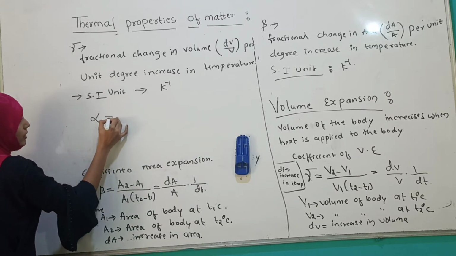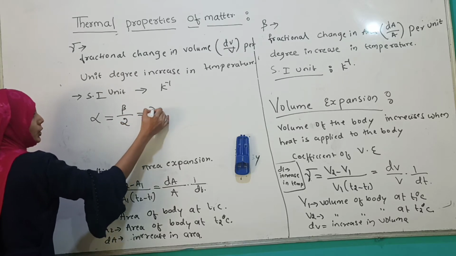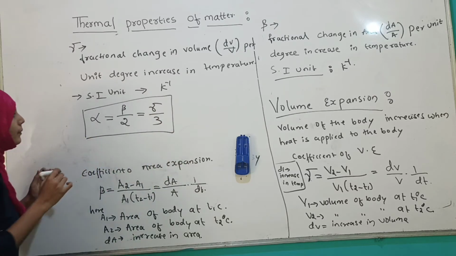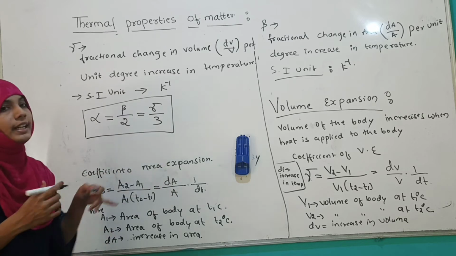is given by alpha is equal to beta by 2, that is equal to gamma by 3. Alpha is equal to beta by 2 is equal to gamma by 3.